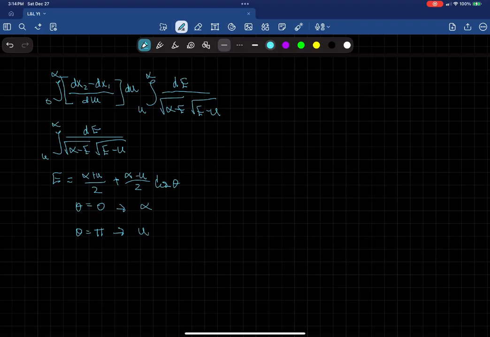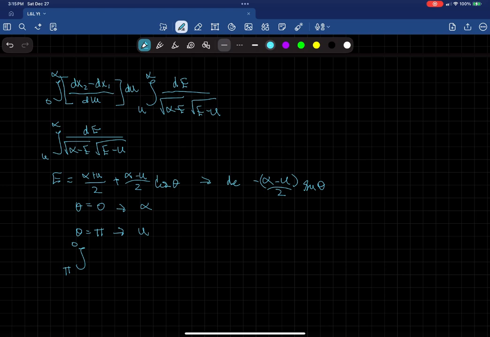So my new integral in terms of this is the integral from pi to 0, because I get the value of u for when theta equals pi, and I get the value of alpha when theta equals 0. And now, since I made this my substitution for E, my dE would just be negative alpha minus u over 2 sine theta.